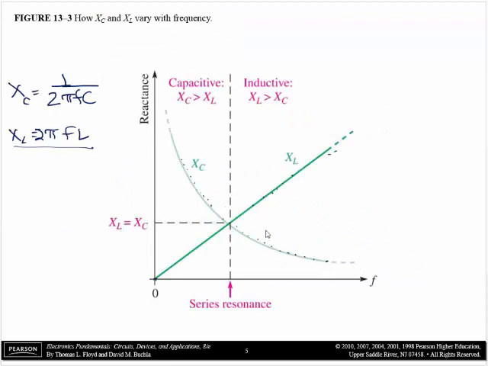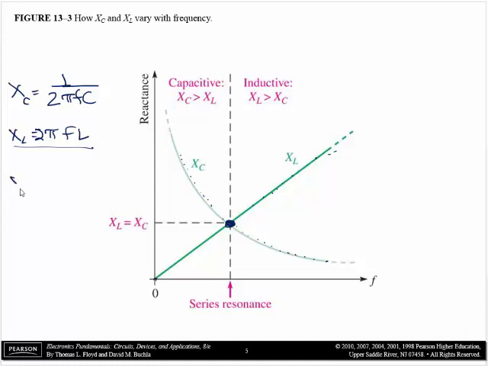We'll have a little bit more about that in a moment. As frequency gets bigger and bigger, capacitive reactance gets smaller and smaller. So at low frequencies you can expect the circuit to behave more capacitively, and at higher frequencies any given series RLC circuit will behave more inductively. But there's a point right here where these two lines cross, where XC equals XL. That's called the resonant frequency of the circuit, and it has some very special properties.